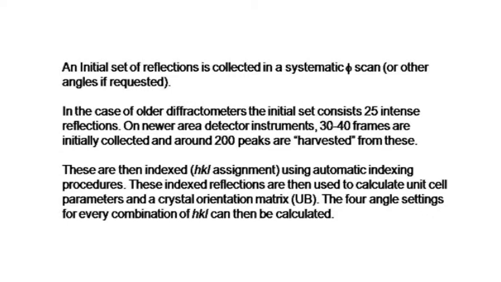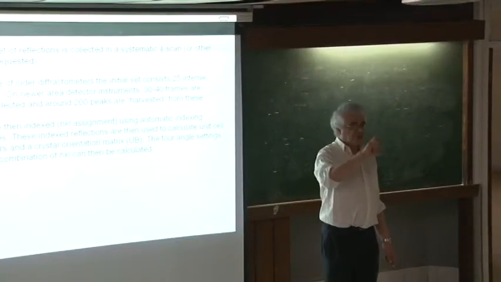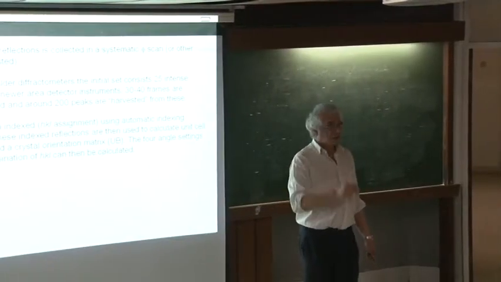Once we've collected those, we try and index them. I'll talk to you about indexing tomorrow probably. The indexed reflections are then used to calculate what we call the UB matrix. It's the matrix that tells us how the unit cell is orientated with respect to the beam. So it tells us effectively how the crystal is orientated.